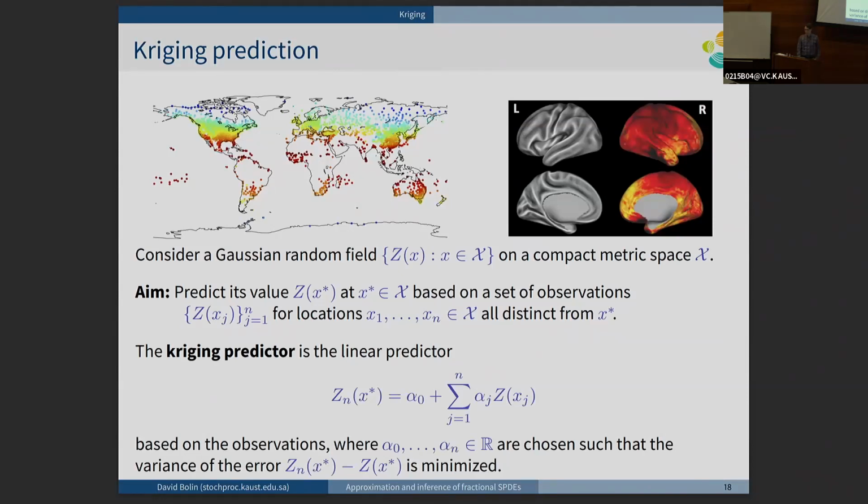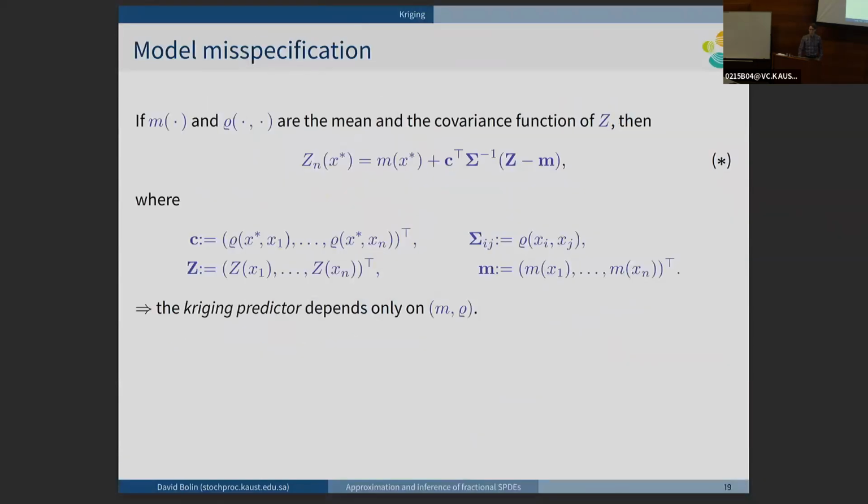So I mentioned Kriging before. Kriging is just linear prediction. So it's a linear predictor: our prediction of the process at this unobserved location is a linear combination of the data, where we choose the coefficients so that we minimize the variance of the error of the prediction. This is very popular in applications because it is easy to compute. If you know the mean value function and the covariance function of the Gaussian process, there is a closed form expression for that Kriging predictor. So this L2 optimal prediction only depends on the mean and covariance function.